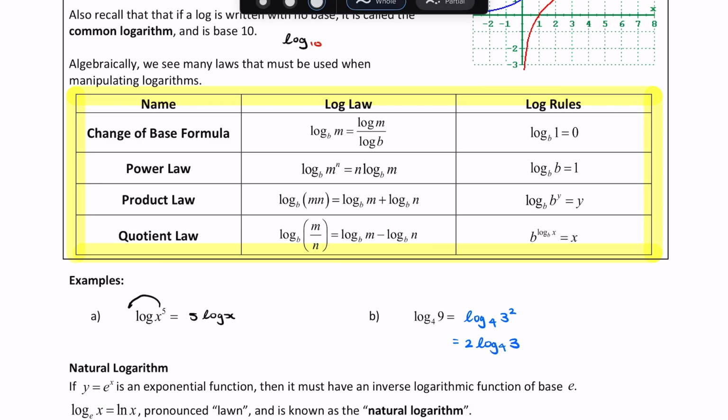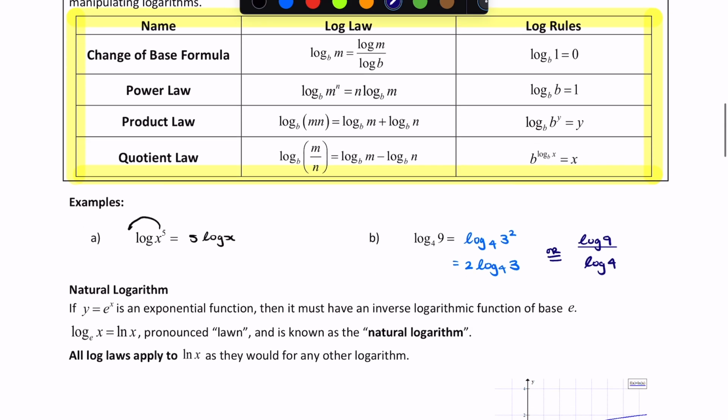Or another way that we could write this is, if we use the change of base formula, we can also rewrite it as log 9 over log 4. There's a couple of ways to rewrite these types of examples.